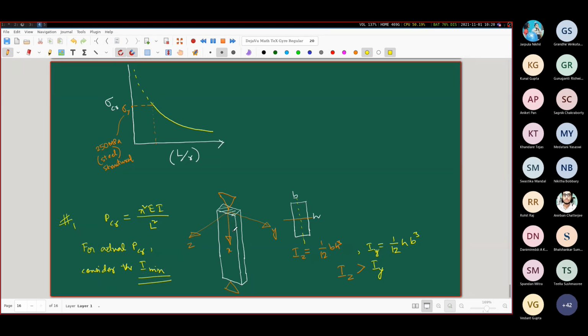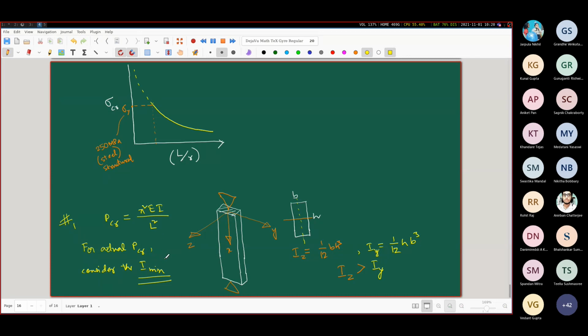Okay, because you see this column will have a tendency to buckle like that, or it will have a tendency to buckle like that. But actually, given a certain load, there will be a bigger tendency for it to buckle about this y-axis. Okay, or in the XZ plane. Okay, so please be careful about this thing.